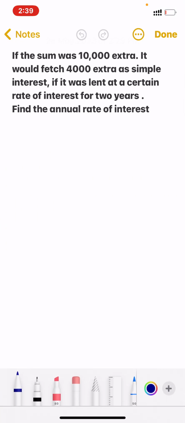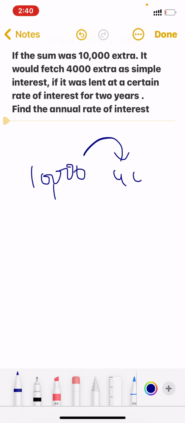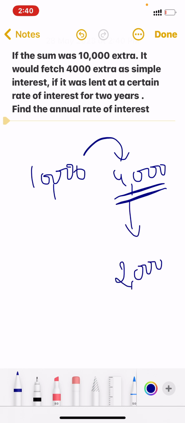In this question you can easily form equations and solve, but I won't suggest you do that. You need to do it like this. If the sum was 10,000 extra, it would fetch 4,000 extra as simple interest. So this extra amount of 10,000 is fetching you this extra interest of 4,000. It is given that it was simple interest, lent at a certain rate of interest for 2 years. So for 2 years it is 4,000, so for 1 year it will be 2,000, and the amount invested is 10,000.